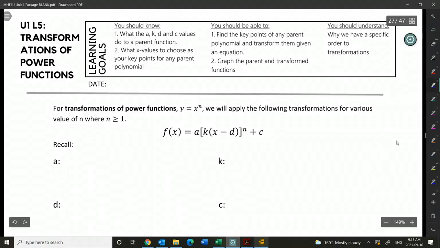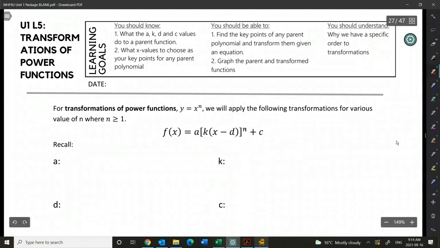All right, so we're going to do a little recap of what a, k, d, and c can do to our functions. Here, we are using parent functions in the form y equals x to the n, where n is a whole number equal to or greater than 1. So all the counting numbers, 1, 2, 3, 4, and so on. That means that in this equation, the n is not a transformation. The n represents the x to the n power function. Okay, so it represents the parent function. The transformations are the a, k, d, and c.